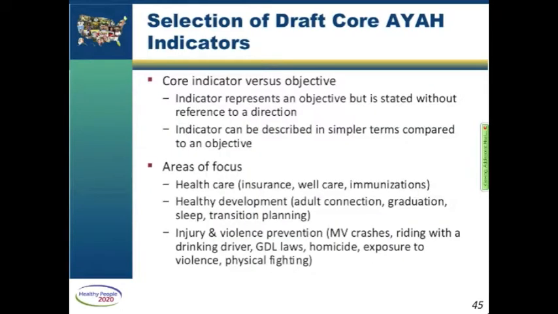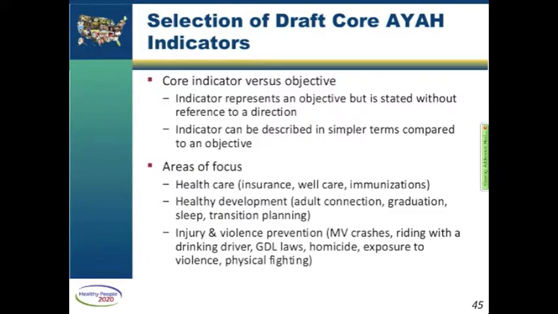Next slide, please. So, why have we switched from the term objective to that of indicator? An indicator represents an objective, but is stated without reference to a direction. And really importantly, it can be described in simpler terms compared to an objective, so that it doesn't take quite as long to say it. And the core adolescent and young adult health indicators are similar in function to the leading health indicators of Healthy People 2020. Okay, I'd like to quickly review the 7 domains or areas of focus.